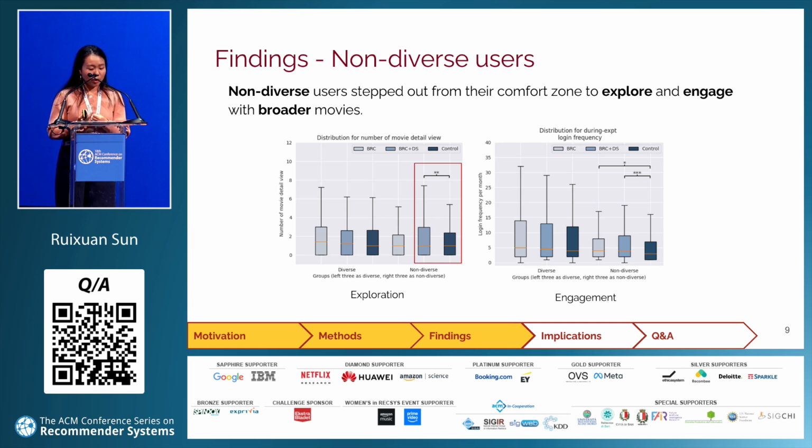So we have this exploration matrix, which is like the detailed movie views users have actually watched. And then on the right side is their login frequency, so they actually go back more frequently compared to a control group.